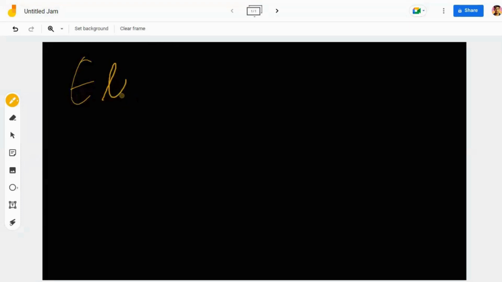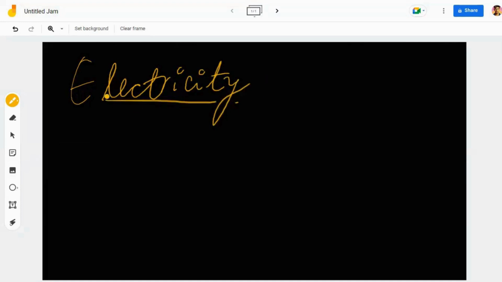Understand the basics of electricity. To understand electricity, we need to understand what a charge is. What is charge? What is the basic unit of charge? The basics we'll have to start from. Tell me, what is the charge on an electron?